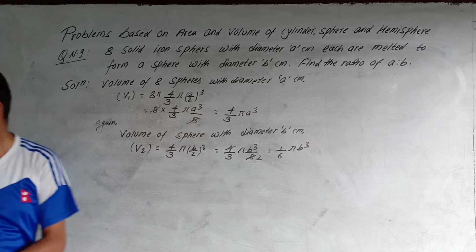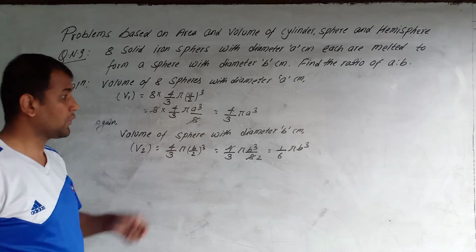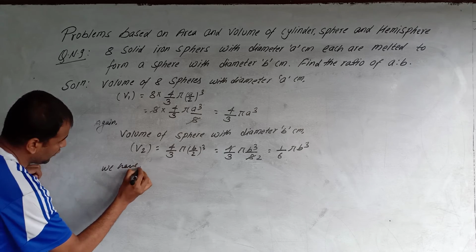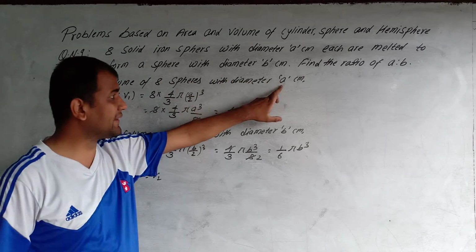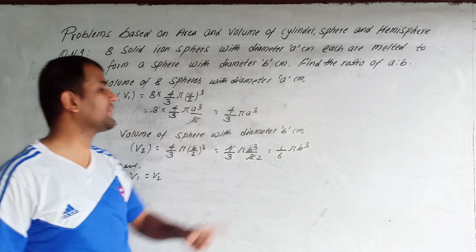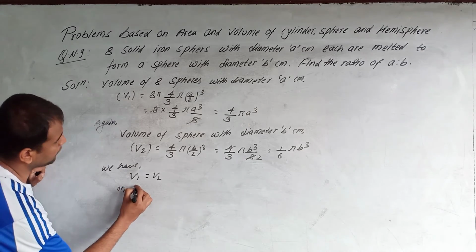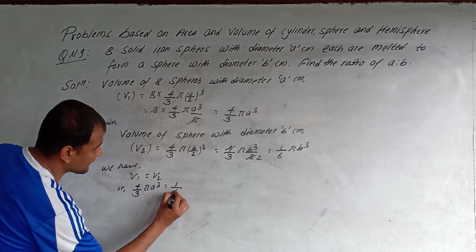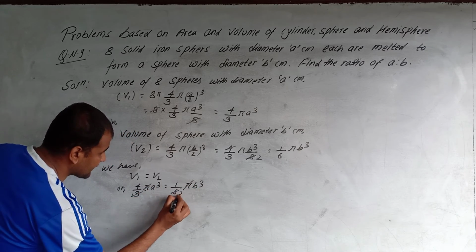When the diameter of the sphere is B centimeter, when these first 8 spheres are melted and from this we form a new sphere, V1 is equal to V2. That is, when the 8 spheres having the diameter A centimeters are melted and form one new sphere having diameter B centimeter, the volumes in both cases are equal. That is, V1, that is 4 by 3 pi A cube, is equal to 1 by 6 pi B cube. Pi and pi are cancelled. 3 2s are 6.